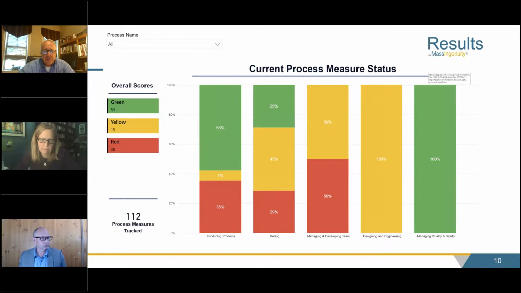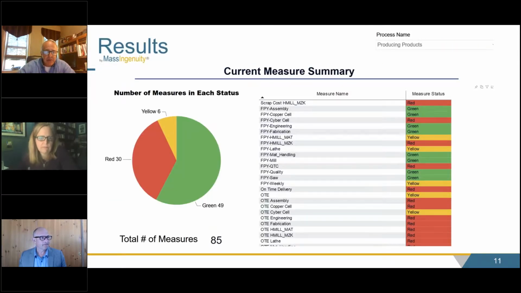Well, if you just look at we have 5 core processes, 3 of them have measures in red, and as a manufacturing organization, the very, very first core process is producing products. And there, obviously very important to the organization, 35% of the process measures are in red. So that's an immediate, draws your attention, say, let's immediately understand which measures are causing the issue. So that gives us the opportunity to see the big picture very quickly and then drill down.